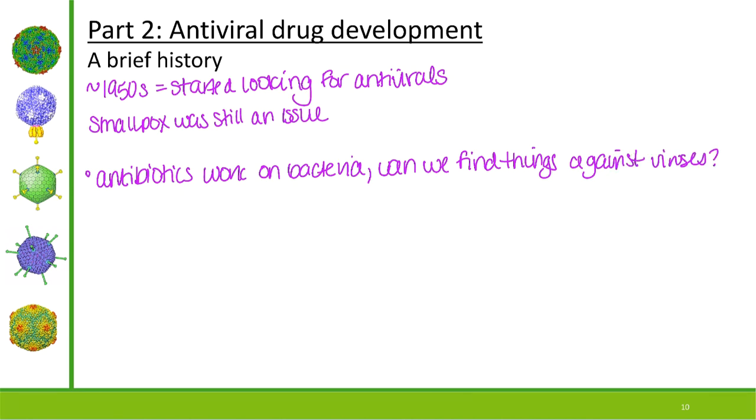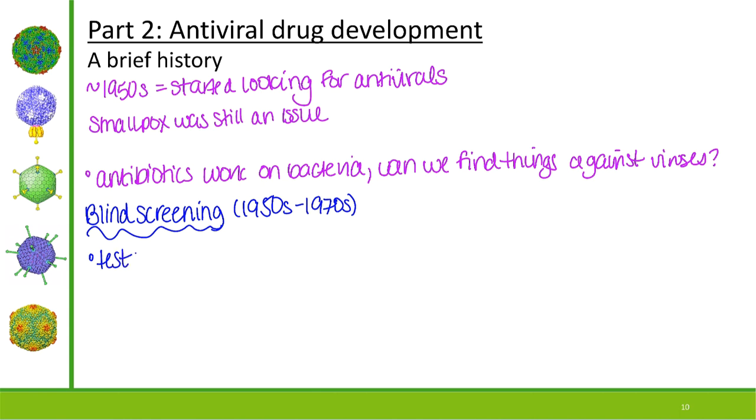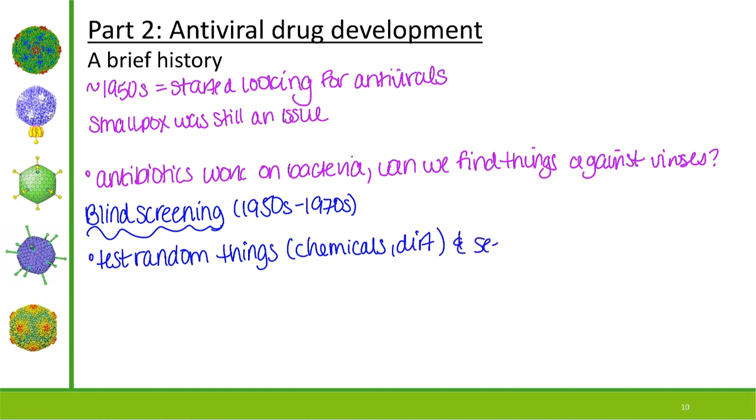In order to look for things against viruses, in the 1950s through the 1970s or so, we did something called blind screening. And blind screening is exactly what it sounds like. What you end up doing is you test random things, and those random things could be chemicals, could be dirt, pretty much anything you have lying around, and you see if it stops growth.